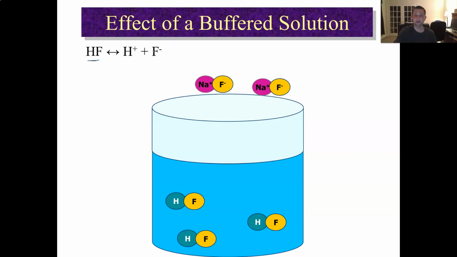Now let's add our soluble salt, which is NaF. Dissociates very well because sodium is a group 1 metal. Group 1 metals are always soluble, so that's what we have there. And it looks a little congested in the beaker here.